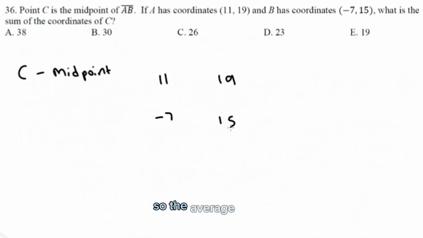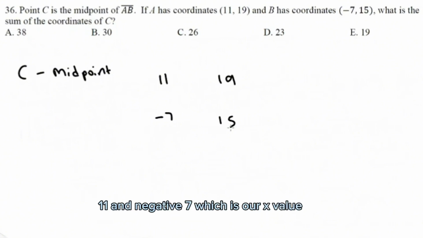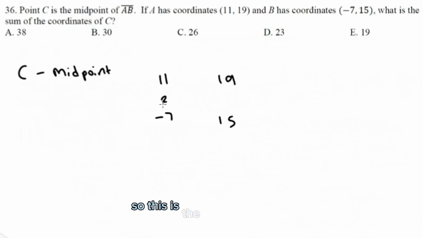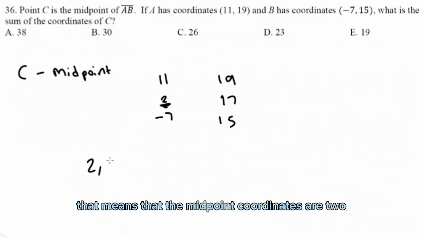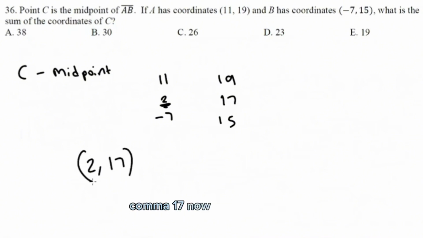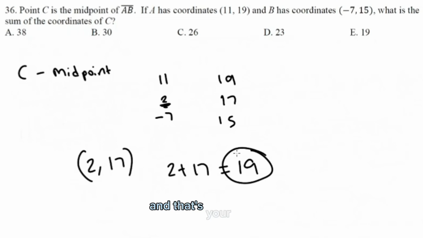So the average of the 11 and negative 7, which is our x value, is 2. So this is the average of the x. And then the average of the 19 and 15, which are the y values, is 17. Alright, that means that the midpoint coordinates are 2, 17. Now the question is asking us to find the sum of the coordinates of C. So all we have to do is 2 plus 17, which is 19, and that's your answer.